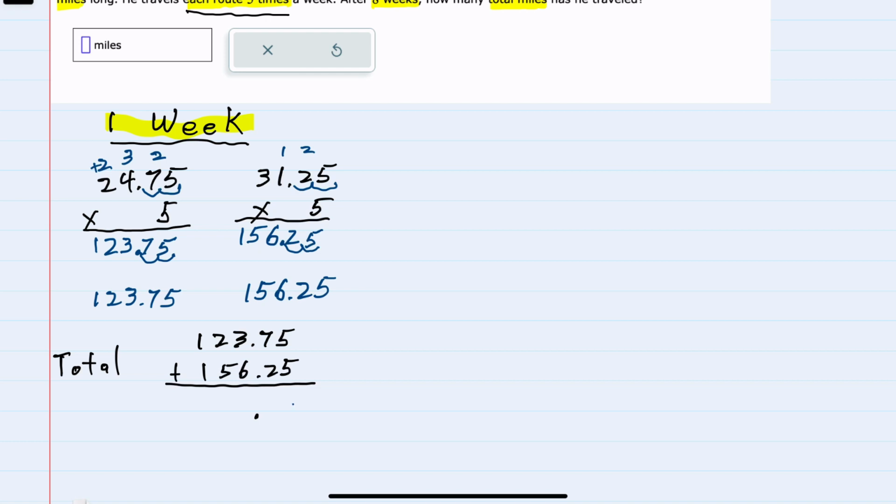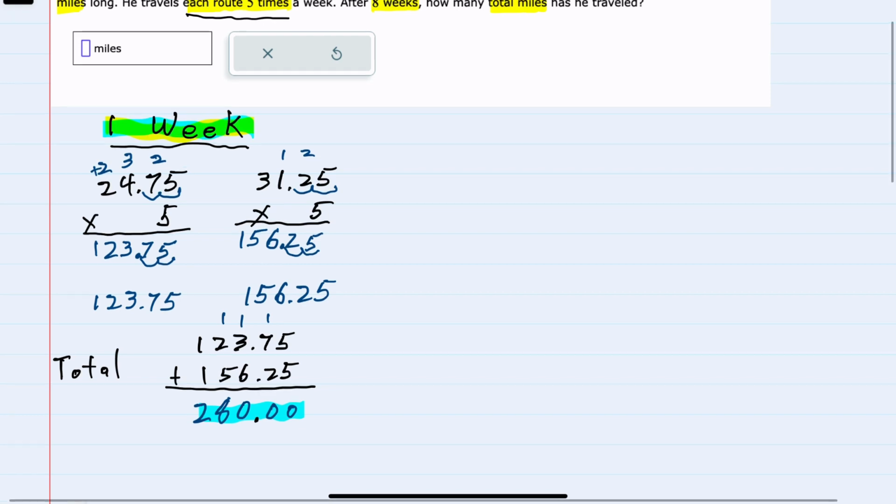5 plus 5 is 10. Carry the 1. 7 plus 1 is 8. Plus 2 is another 10. Carry the 1. 1 plus 3 is 4. Plus 6, another 10. Carry the 1. 1 plus 2 is 3. Plus 5 is 8. And then 1 plus 1 is 2. So we have a total of 280 miles during 1 week.